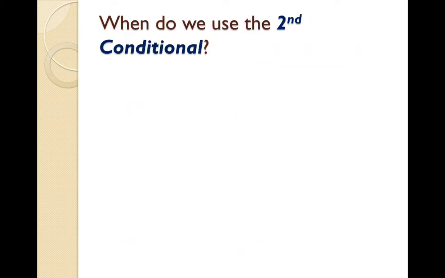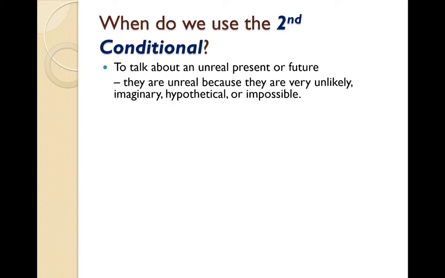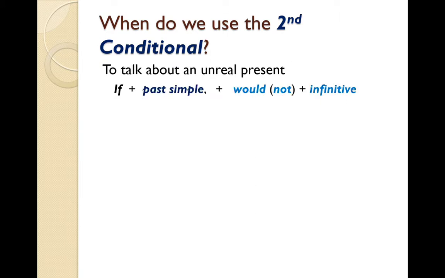So when do we use the second conditional? Well, to talk about an unreal present or future. They're unreal because they're either very unlikely, imaginary, hypothetical, or impossible. It's not expected that the condition will be fulfilled.